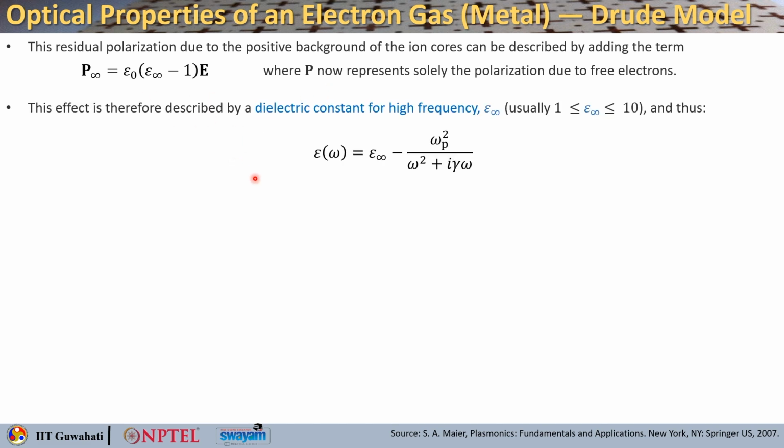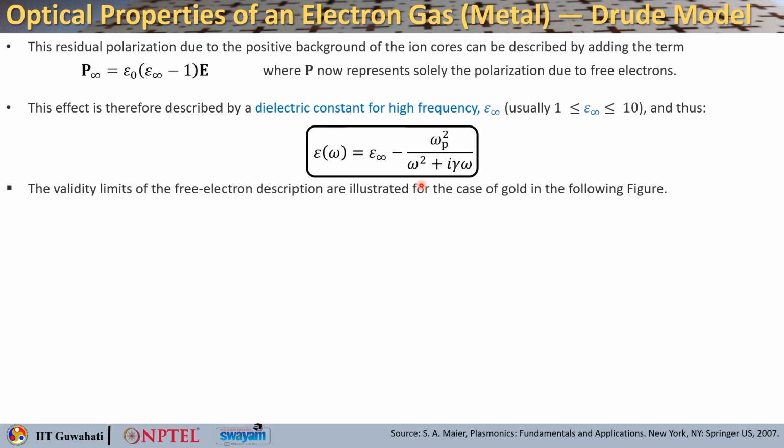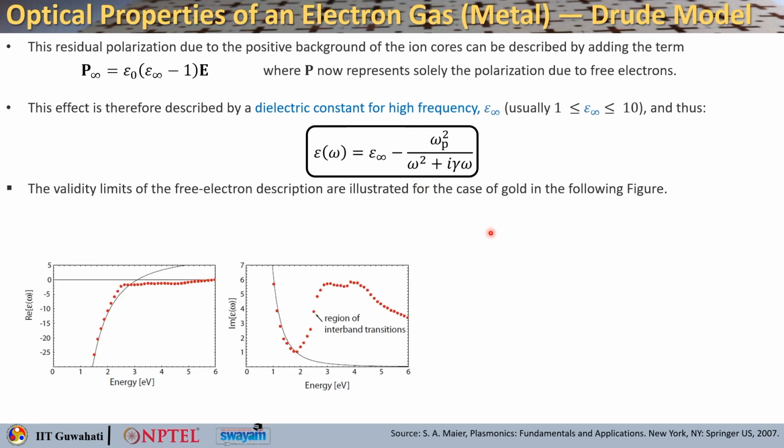Here P represents the polarization due to the free electrons, right. So, this effect is therefore described by a dielectric constant for high frequency, that is this particular term epsilon infinity. Typically this is a constant that ranges between 1 to 10, and you can use this as your high frequency dielectric constant. So, you can modify your permittivity for gold, silver and copper to be epsilon of omega equal to epsilon infinity minus omega p square divided by omega square plus i gamma omega. So, this model you can use in the case of gold, silver, copper. You cannot use 1 here because of this particular reason.